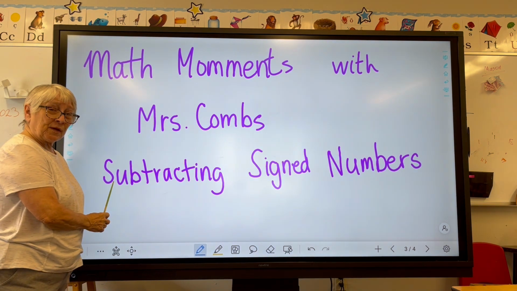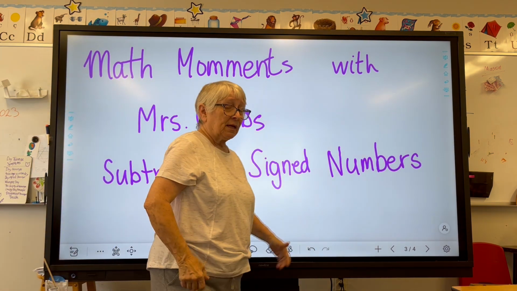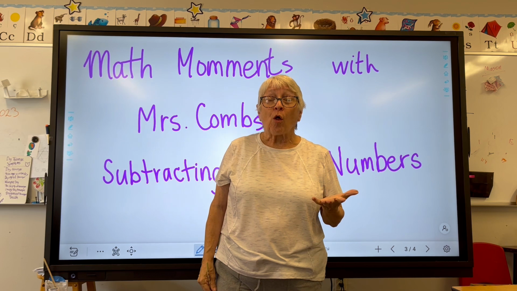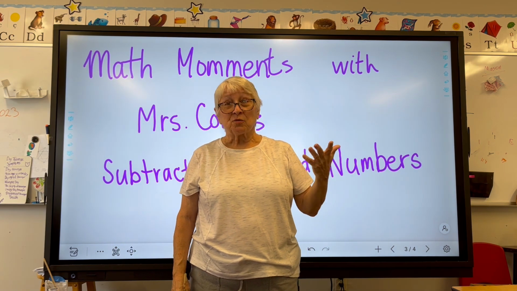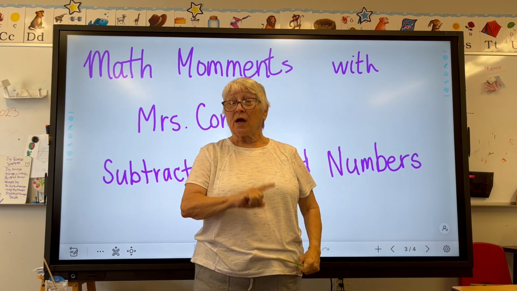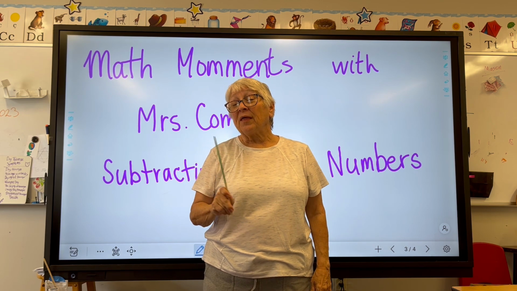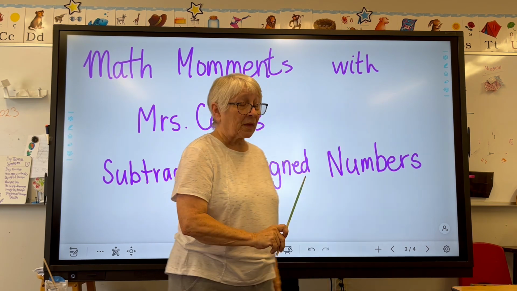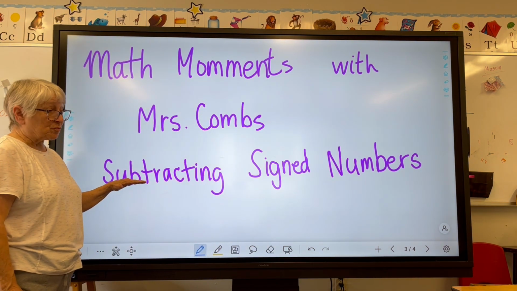We're talking today about subtracting signed numbers. Now, our rules are all about adding signed numbers. When you're adding signed numbers and the signs are both the same, you add and keep the sign. And when the signs don't match, it's time to subtract and keep the sign of the larger numeral. But that's all for adding. So we're going to talk about what happens when we have a subtraction sign.